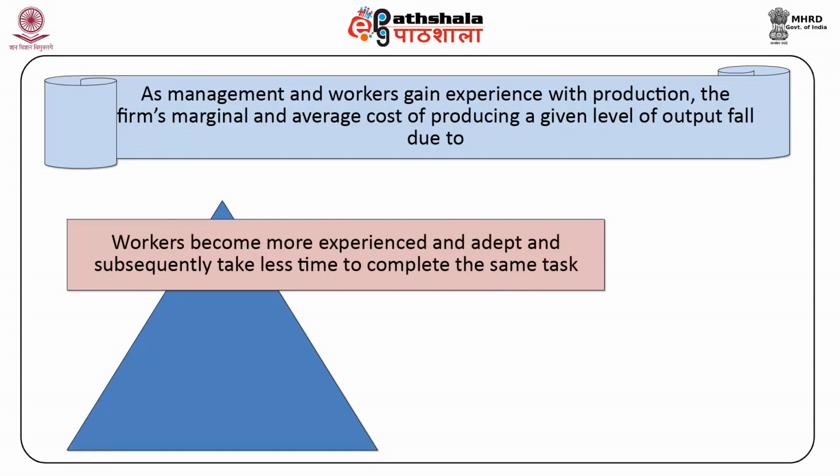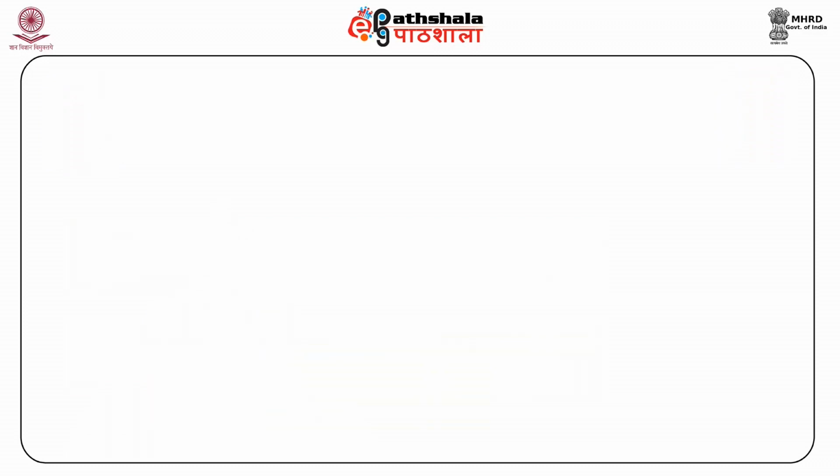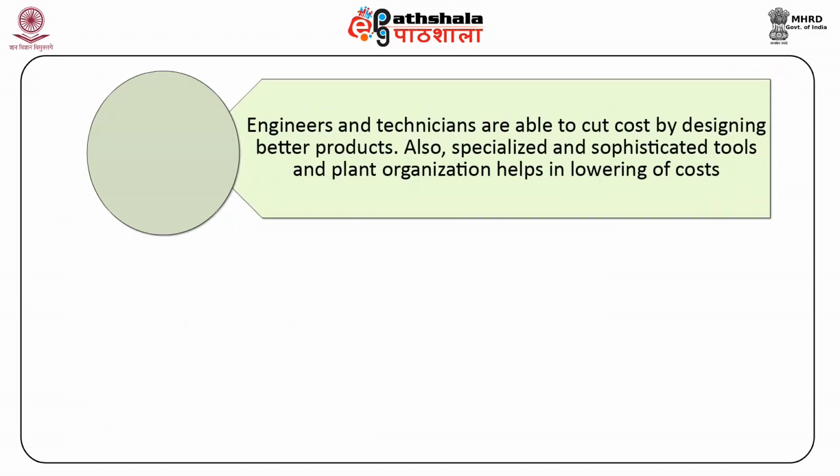1. Workers become more experienced and adept and subsequently take less time to complete the same task. And next, managers also learn to handle the production process efficiently, from the flow of raw materials to the organization of the manufacturing itself. Engineers and technicians are able to cut costs by designing better products. Also, specialized and sophisticated tools and plant organization help in the lowering of costs.